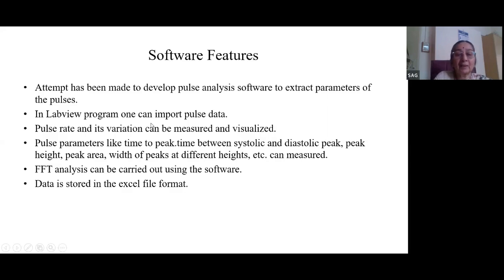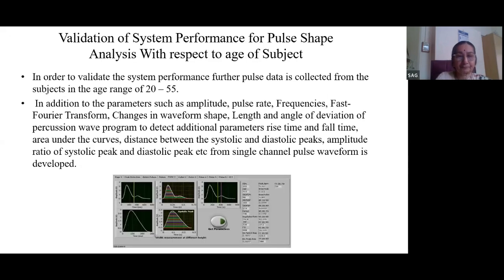In the LabVIEW program, one can import the pulse data. Pulse rate and its variation can be measured and visualized. Pulse parameters like time to the peak, time between systolic and diastolic peak, peak height, peak area, and width of the peaks at different heights can all be measured for further analysis. FFT analysis can also be carried out using the software, and data we normally store in the Excel file format.